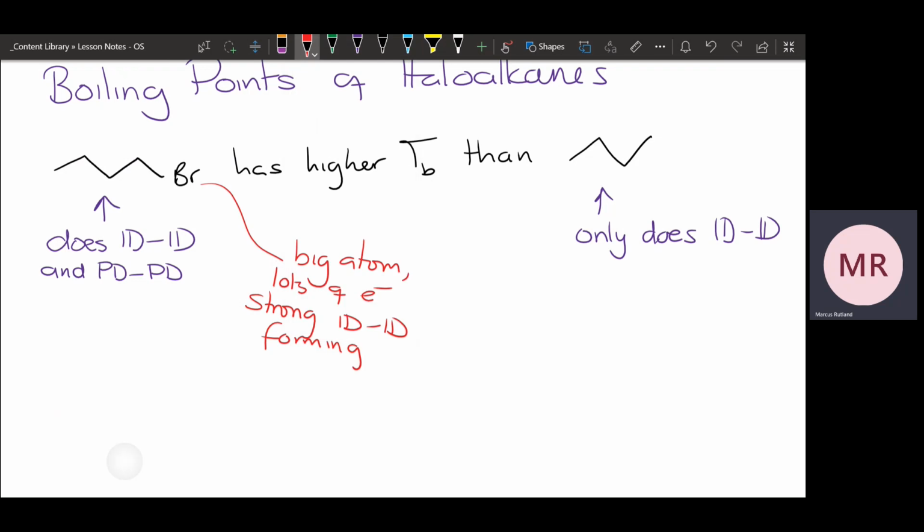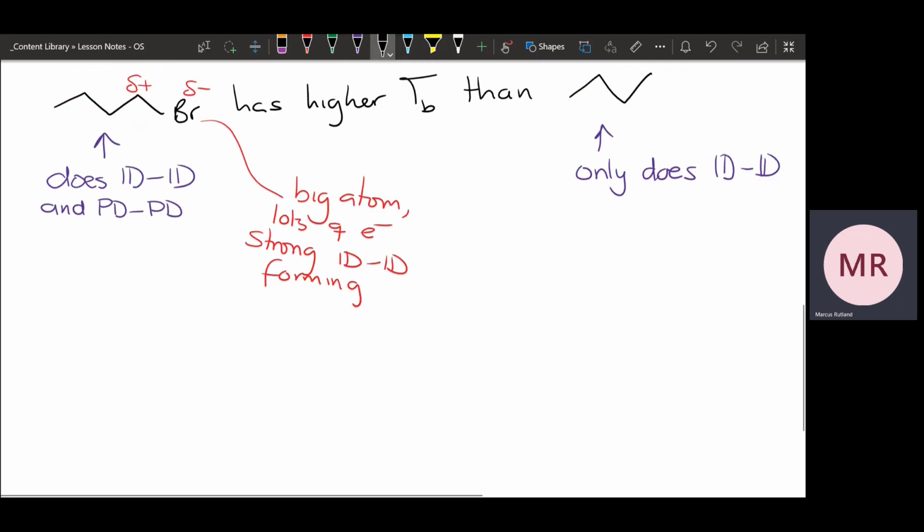If you are asked to talk about this, always show what you know. So you might as well mark on the partial charges. There's the delta plus on the carbon, delta minus on the bromine. So PD-PD is stronger than ID-ID. So with PD-PD, that's one reason why the 1-bromobutane there has the higher boiling point than just the butane. But there's also, even without that PD-PD, the bromine with its many electrons giving us sort of super strength ID-ID as well.